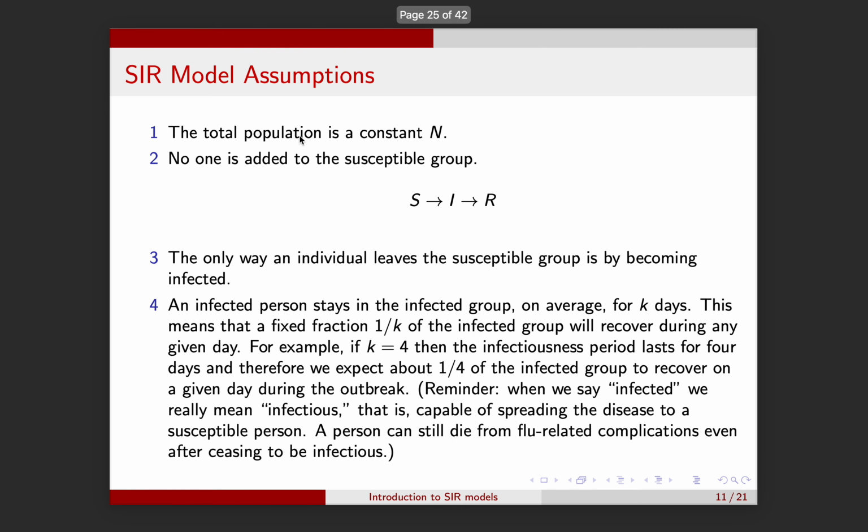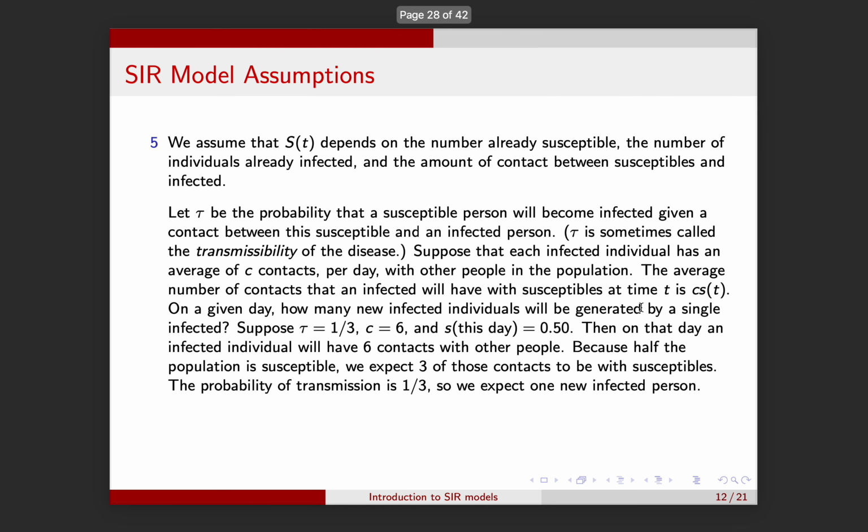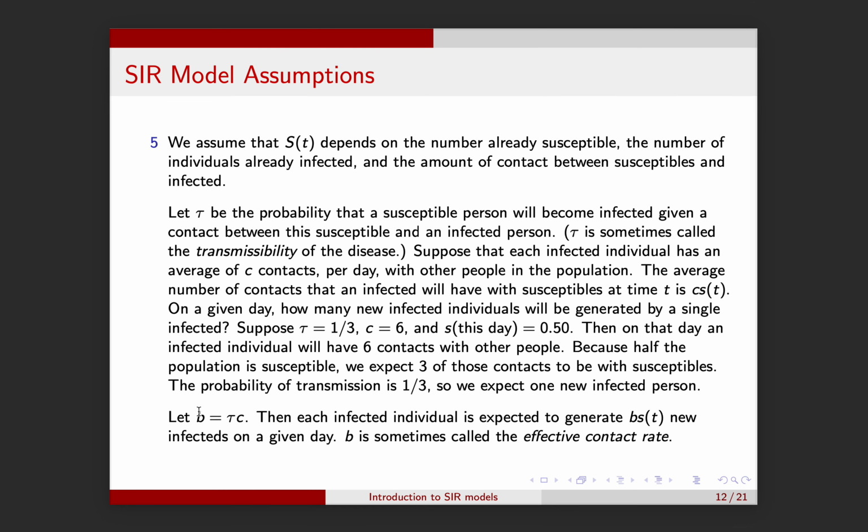So just real quick, population is constant. Nobody becomes susceptible out of nowhere. No births, basically. No immigration. The only way you leave susceptible is to become infected. There's a K number that measures the average length of the infection. There's a B number that measures contagiousness. So that's what we're assuming.